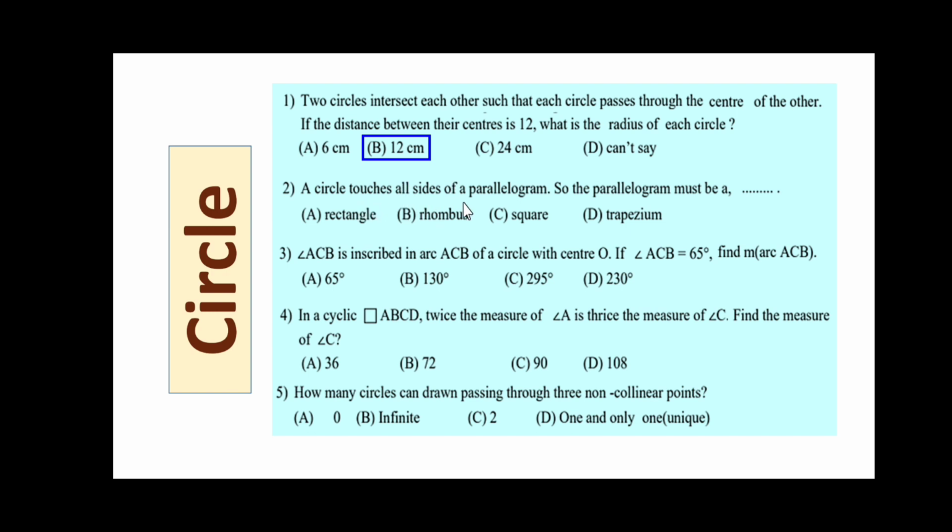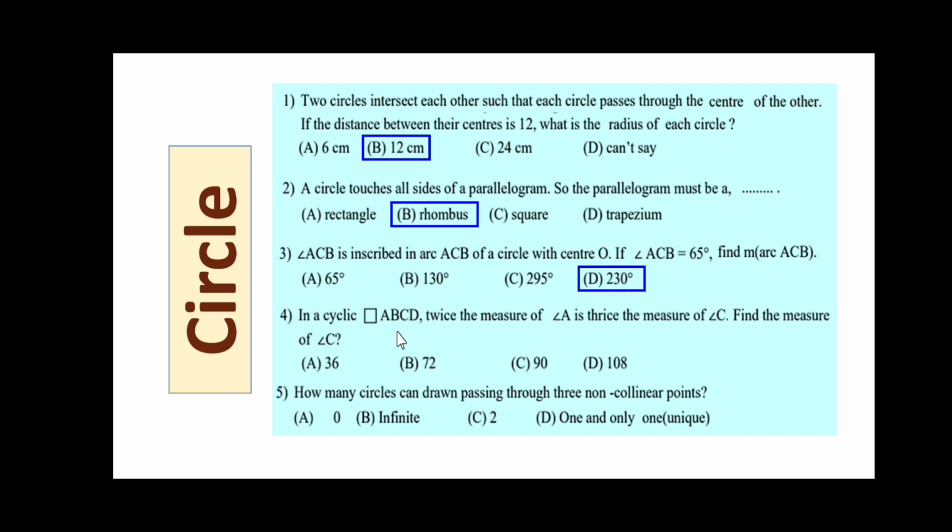A circle touches all sides of a parallelogram. Circle is touching all sides of a parallelogram. So the parallelogram must be a rhombus. Angle ACB is inscribed in arc ACB of a circle with center O. If angle ACB is 65, then the measurement of this arc ACB will be 230.